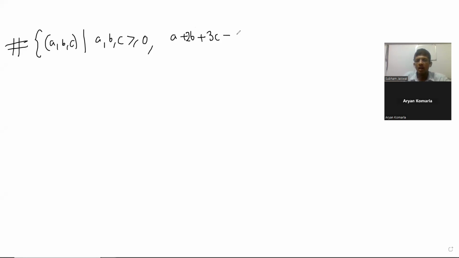Now, basically, partitions are sort of out of the picture. We have framed the problem like this: we are asking for the cardinality of this set, ABC, where this thing is non-negative, because you could have 0, and this is equal to n.